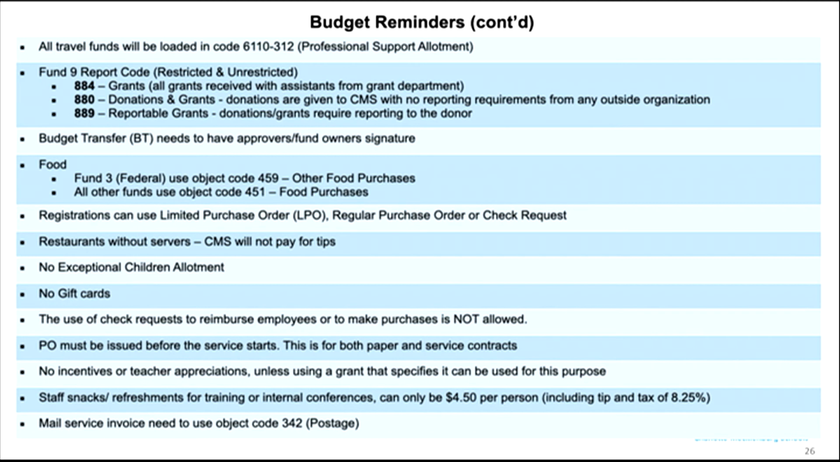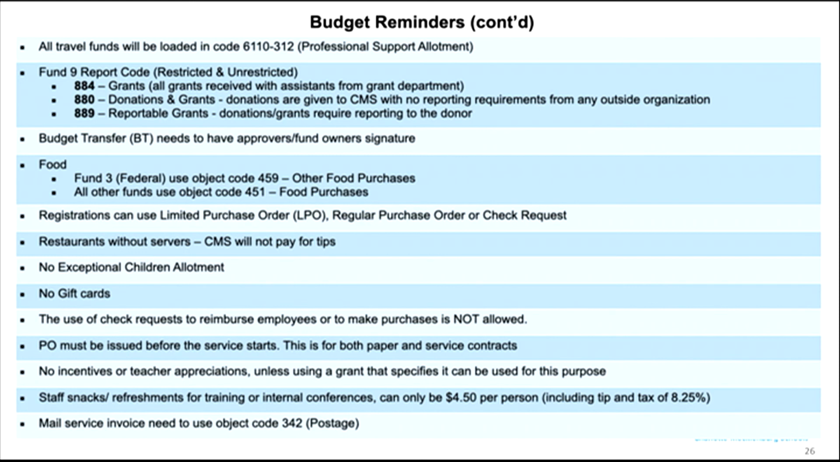When we're talking about food, for Fund 3, federal, you're going to use the object code 459, other food purchases. All other funds use object code 451 for food purchases. That can seem a little confusing to you. Don't worry about it. If anything I've said has sounded confusing, please know we're here to help you. So just pick up the phone. We're only a phone call away.